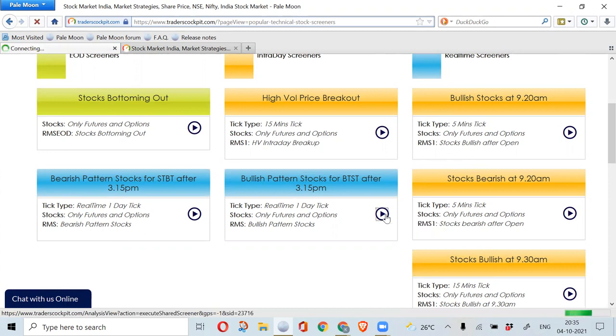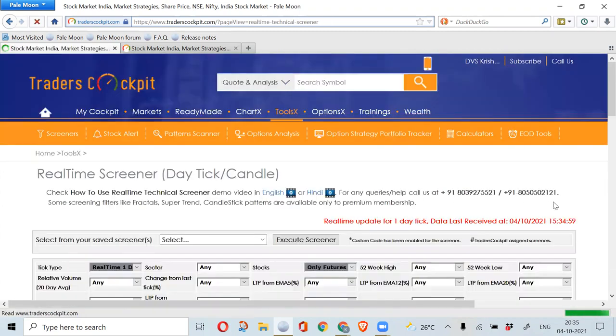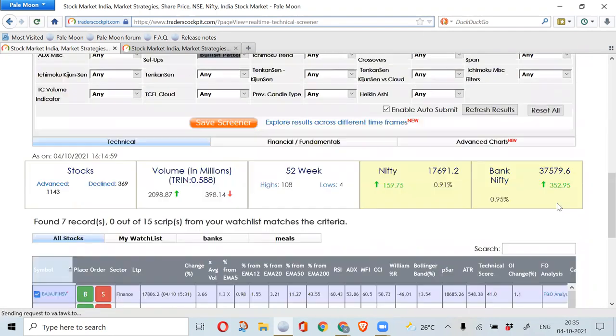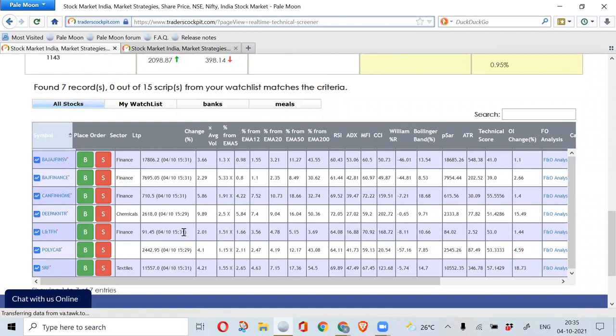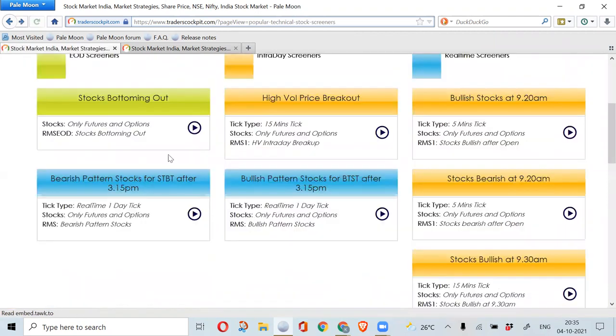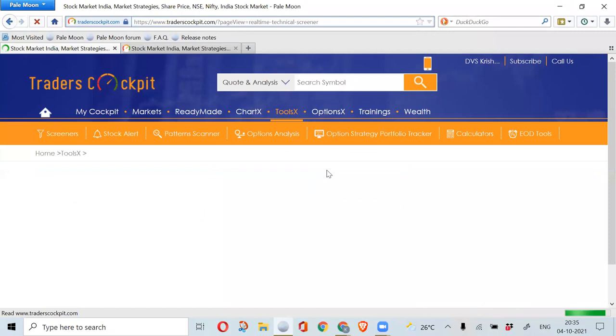So these are the 2 most important for buy today and sell tomorrow, or sell today and buy tomorrow. Like this, if you execute this particular screener, you can get the list of the stock results. You see the 7 records found which are bullish today, and these can be BTST. Similarly, you see all the results for STBT as well. So those bearish stocks today, where you can short them today and then cover your positions tomorrow.